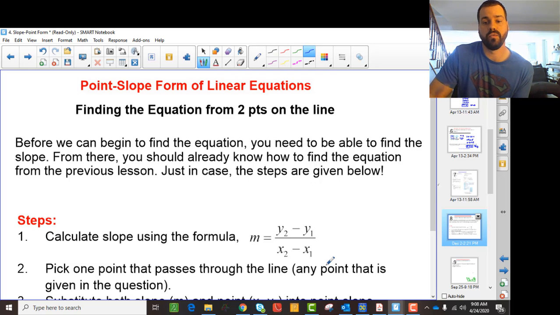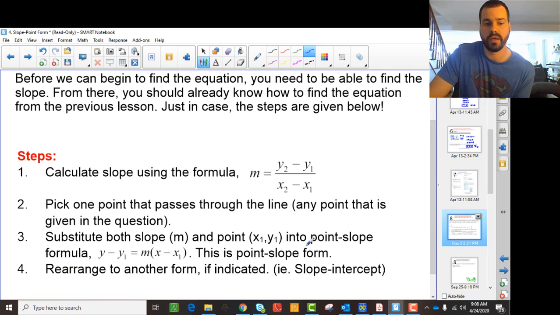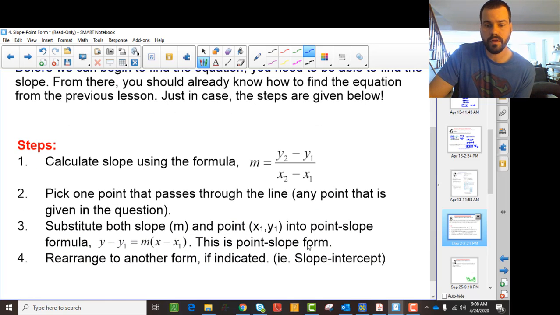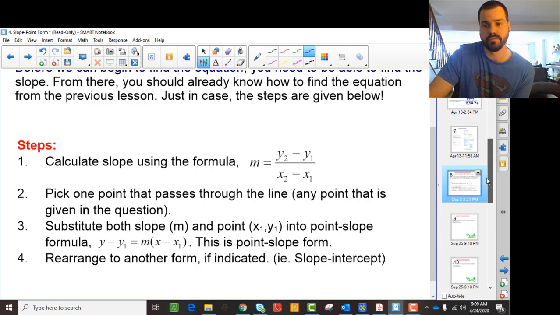Once we've done that, we take one of the 2 points that we have and use that as the point in the slope point formula. So we find the slope using both points, and then we pick one of them, and that allows us to write it in slope point form. And then if it wants a different form, we can rearrange. So these are the steps we're going to follow to solve for an equation using 2 points. Okay, and we're going to just do some examples of that, and then again, you can practice more on your own. So here we go.